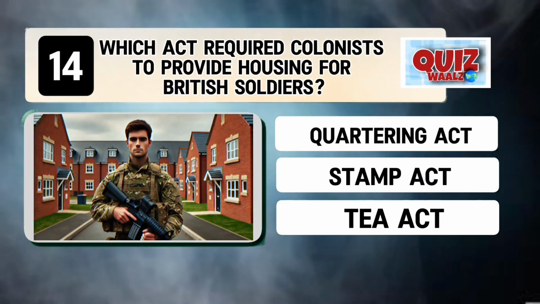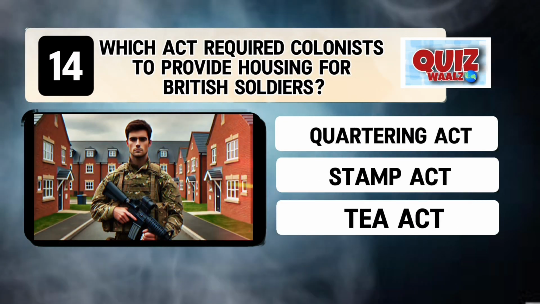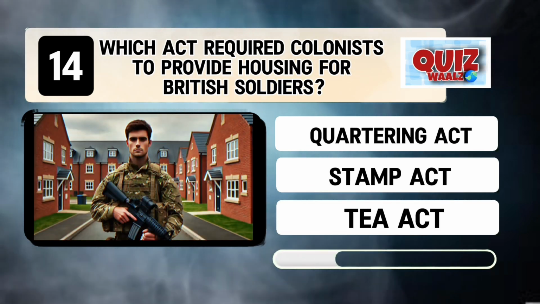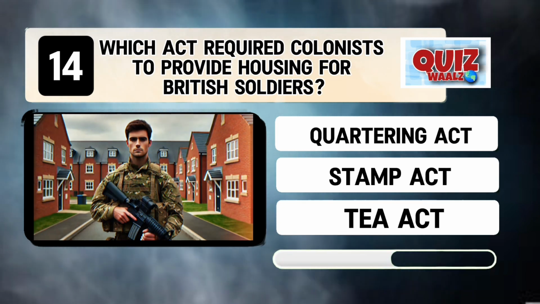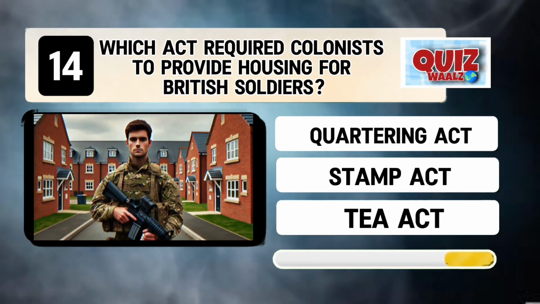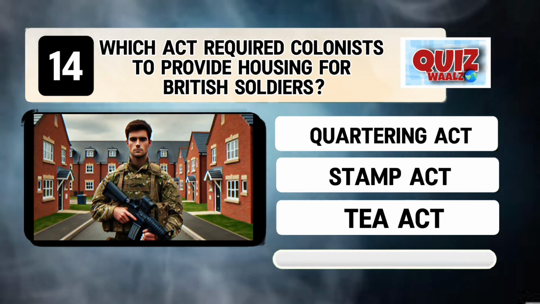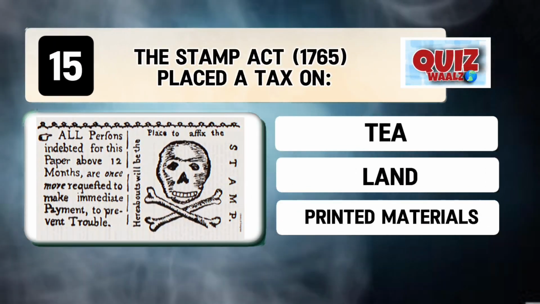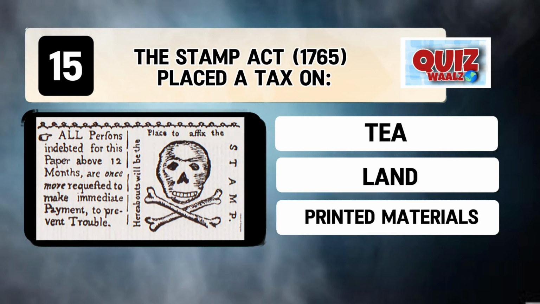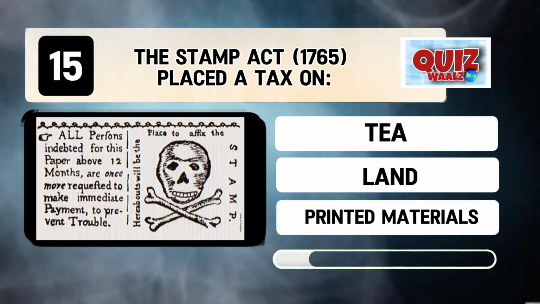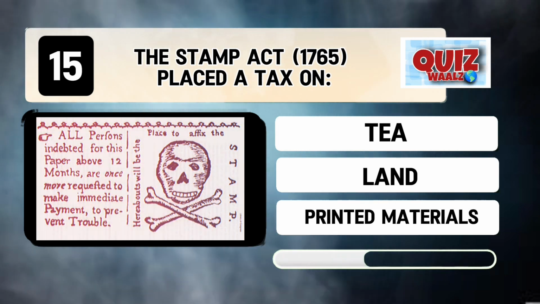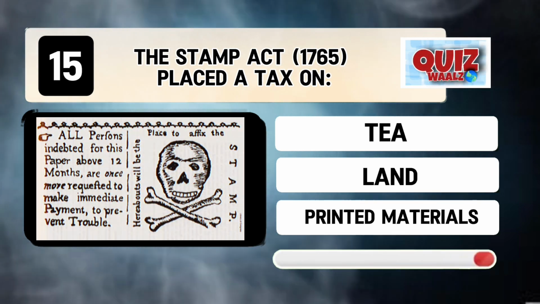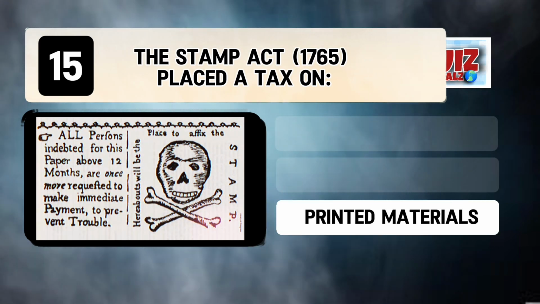Question 14. Which act required colonists to provide housing for British soldiers? A. Quartering Act, B. Stamp Act, C. Tea Act. You're right. Quartering Act is the correct answer. Question 15. The Stamp Act, 1765, placed a tax on A. Tea, B. Land, C. Printed materials. The Stamp Act was basically for printed materials.